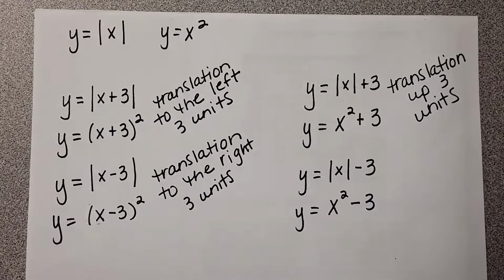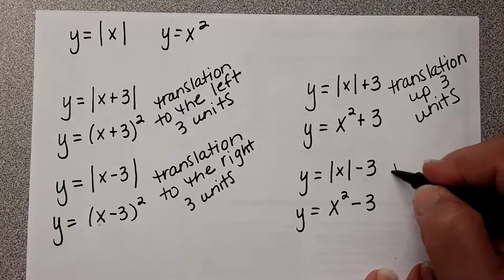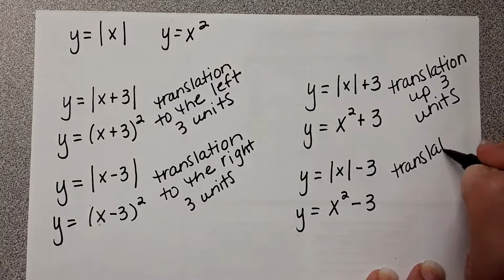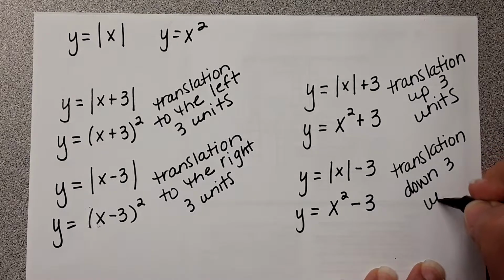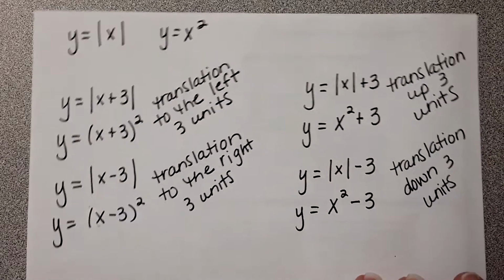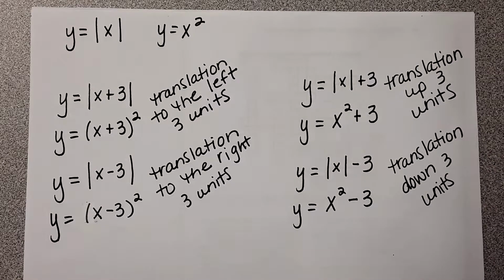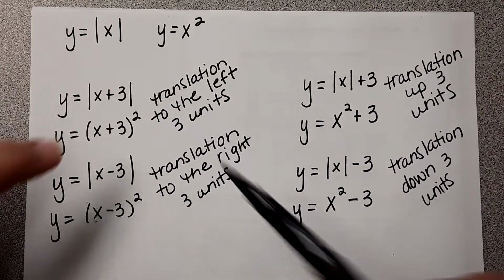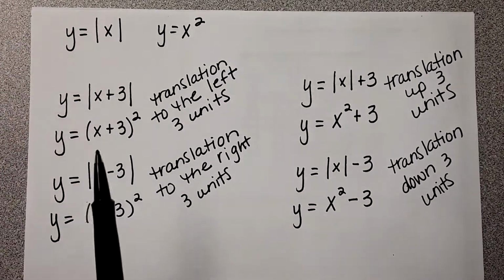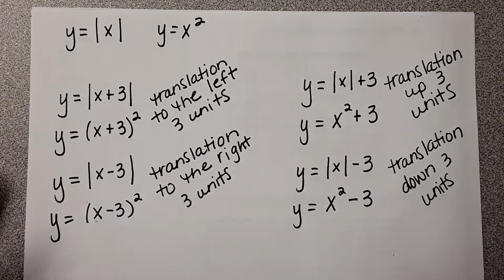So we have these parent functions. You can write this somewhere if you want to do it on the back of your notes. So we have two parent functions, okay? And from there, we're either going to translate them up, down, left, right. We're either going to stretch or compress, vertically or horizontally. Okay, so let's talk about translations. Translations are left, right, up, or down, okay?